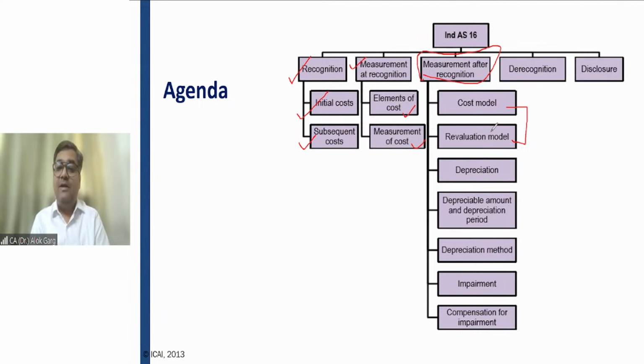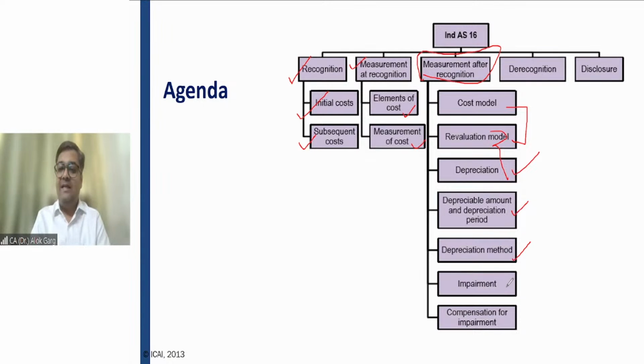Then we will do the depreciation. We will charge the depreciation to compute the net block. Of course, we'll be talking about what is the depreciable amount, what is the period of depreciation, and what is the method of depreciation: straight line method, WDV method, unit of production method. We'll talk all about that.